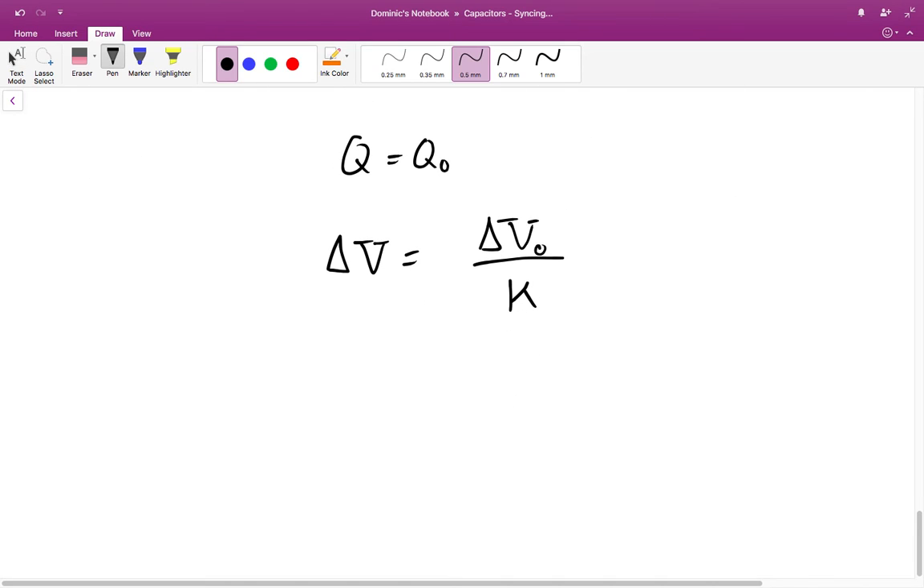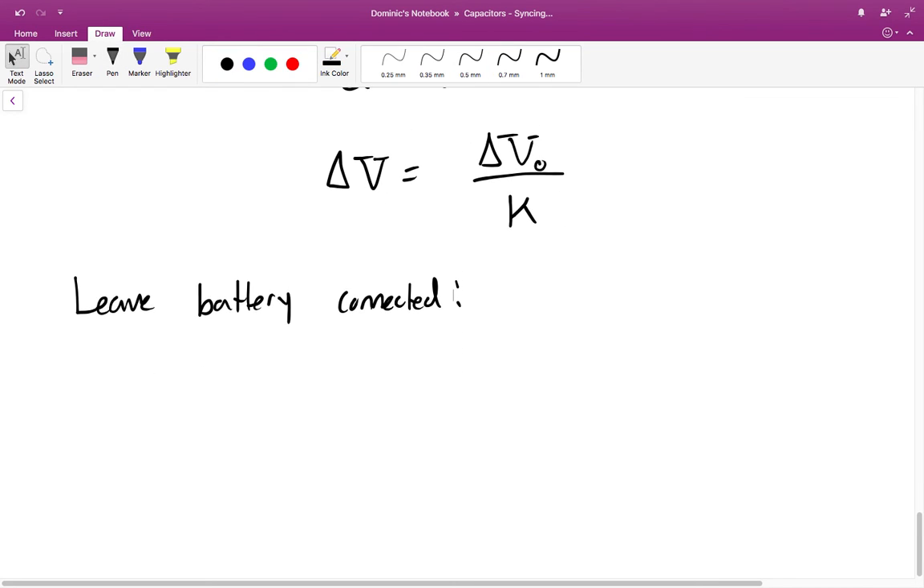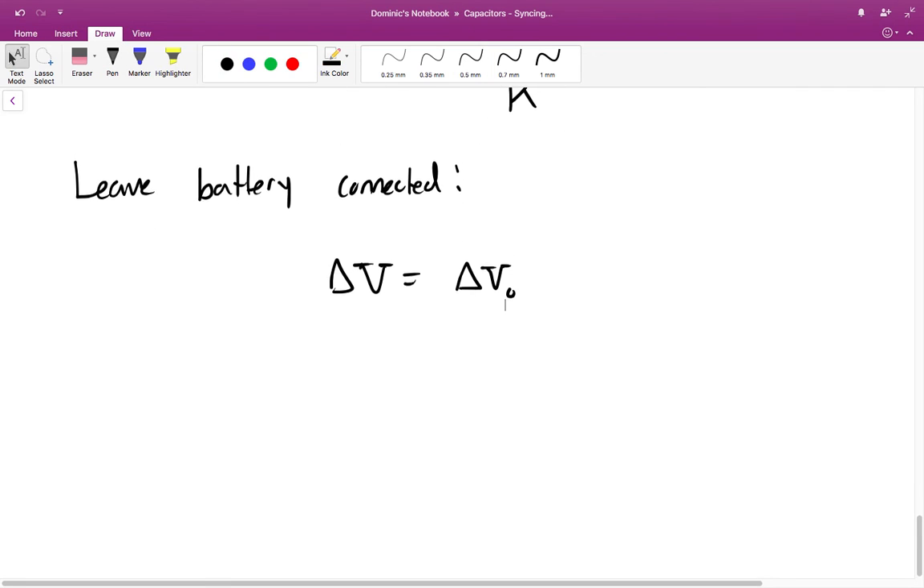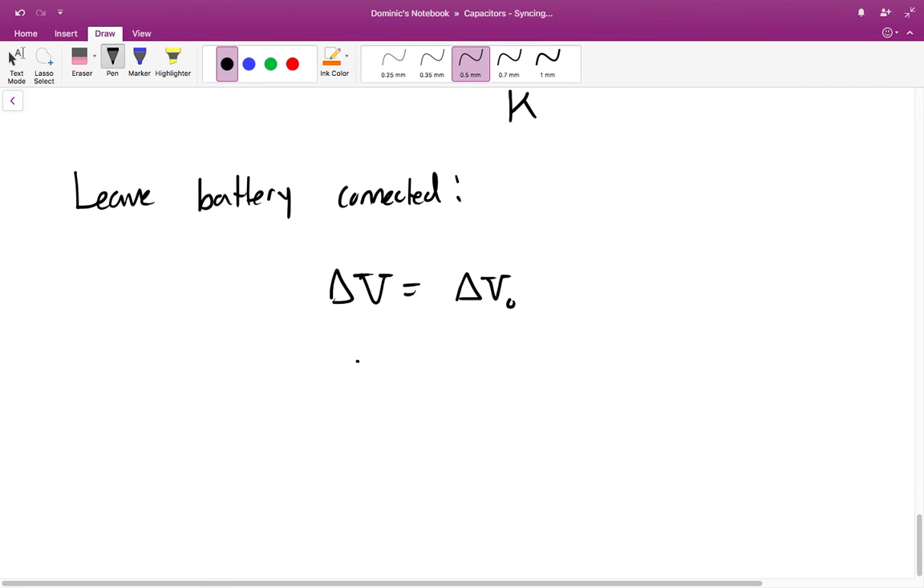And then if we leave the battery connected, that means that the electric potential is going to remain the same. So the new electric potential just equals the old electric potential, but the charge will increase. So the charge on the capacitor Q will equal kappa times Q naught.